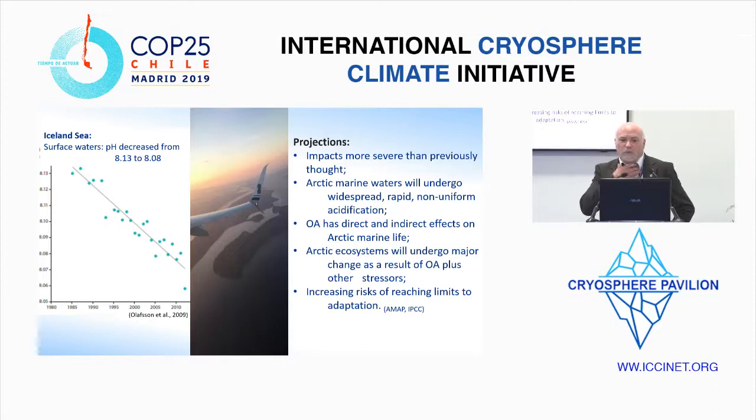One quick snapshot of some work north of Iceland in the Iceland Sea. You can see a very systematic decline in pH since 1985 to present. And then in terms of projections, as has been mentioned by the panel, impacts are more severe than previously thought. Arctic marine waters will undergo widespread, rapid, and non-uniform acidification. OA has already a direct and indirect effect on Arctic marine wildlife, as Nina has showed. Arctic ecosystems are going to undergo major change as a result of OA, plus these other stressors. And as Martin has mentioned, we're increasing risks of reaching limits to our ability to adapt to this multitude of stressors.